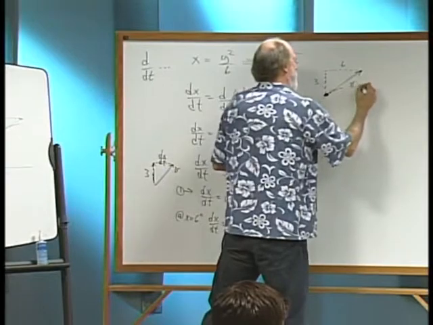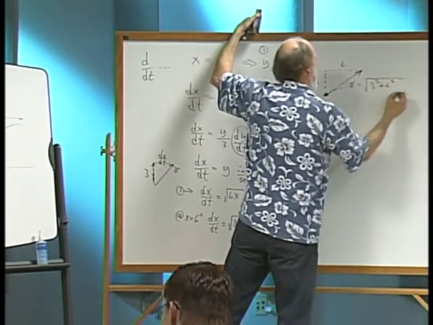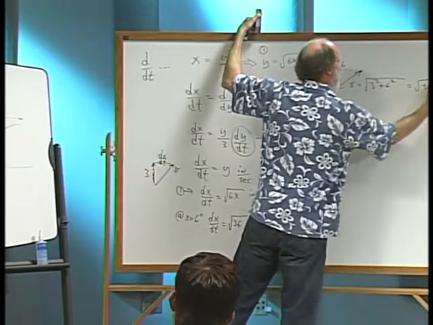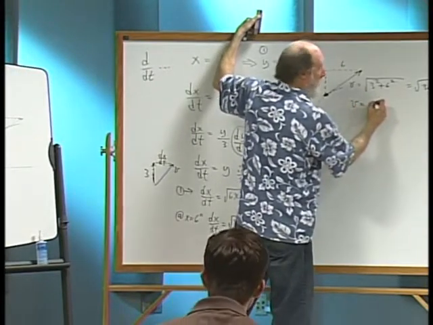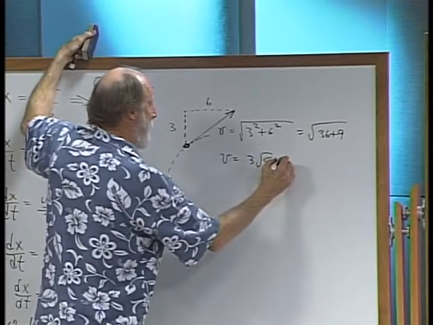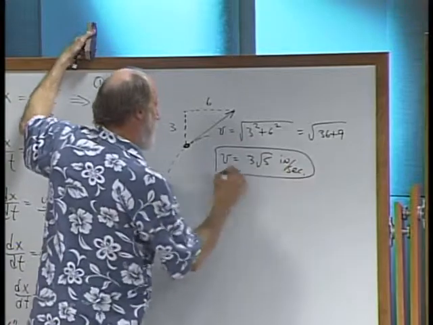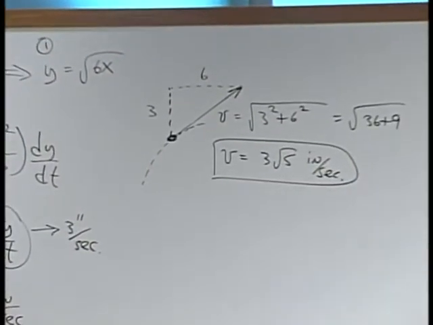So this v right here then is going to be the square root of 3 squared plus 6 squared, 36 and 9, 45, which we want to simplify to 3 radical 5. And that's going to be in inches per second. Is that all right? Different route, but same answer.